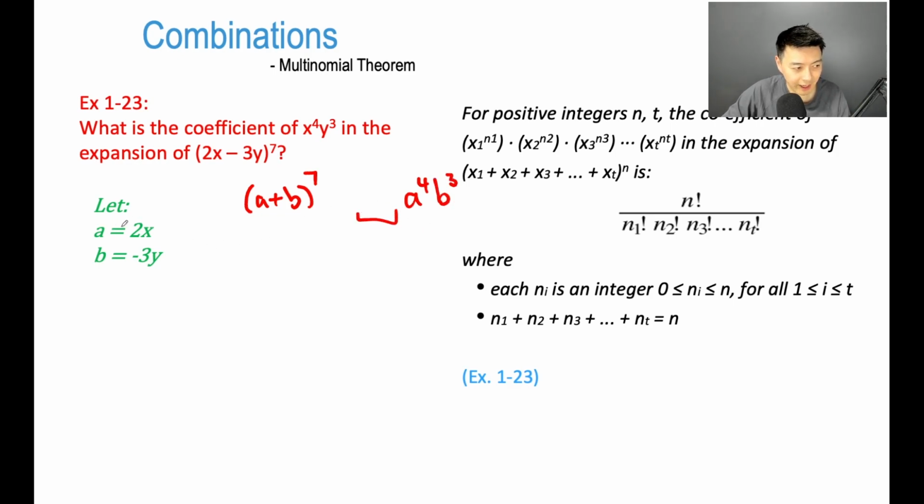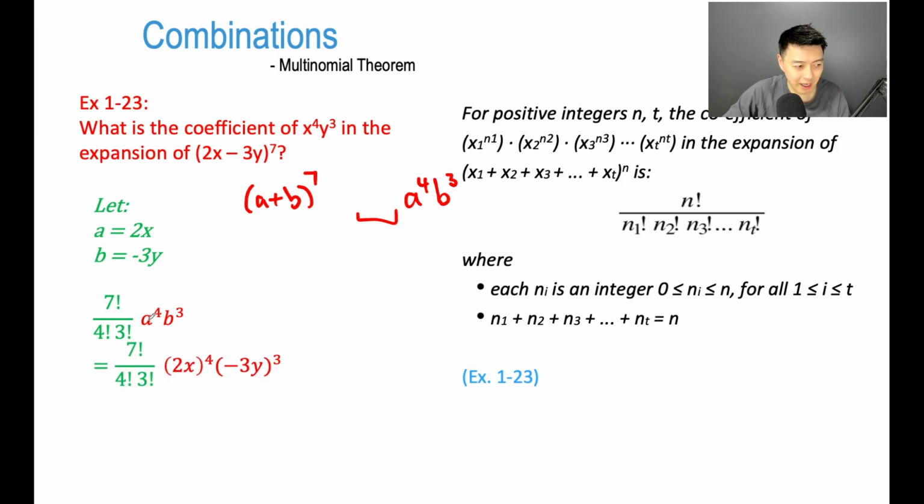You can see that a goes with x and b goes with y. That's why we're looking for a to the 4 and b to the 3. In this case, the coefficient is 7 factorial over 4 factorial and 3 factorial. But we're not quite done because we made a substitution at the beginning. We're going to make a substitution back.